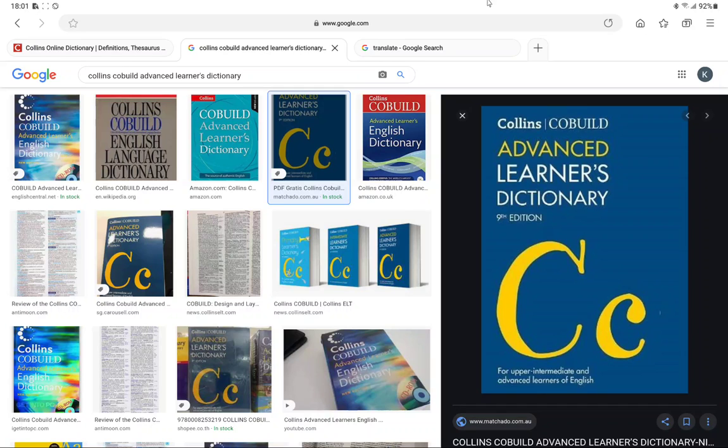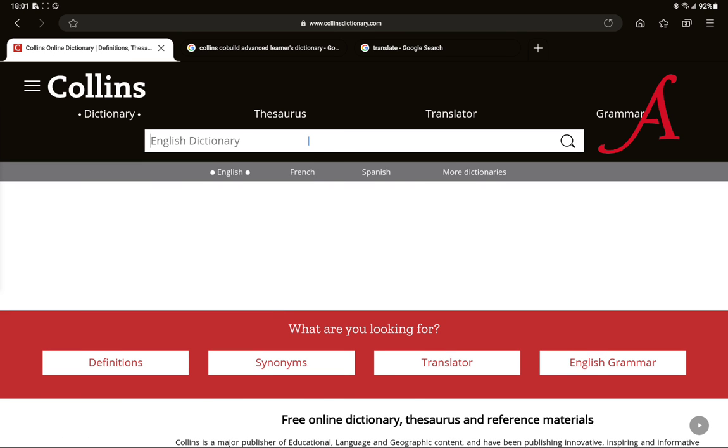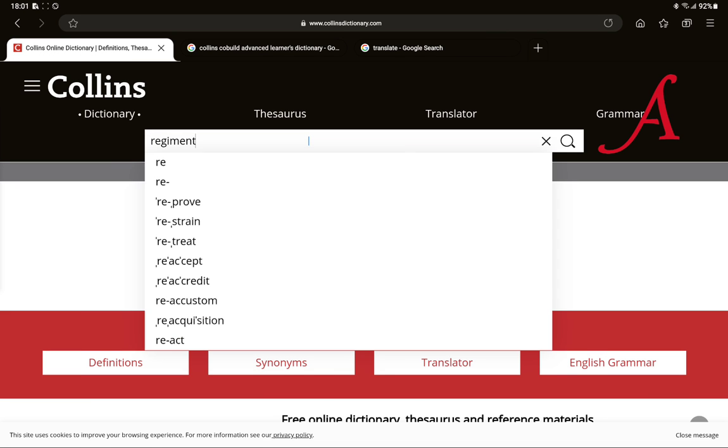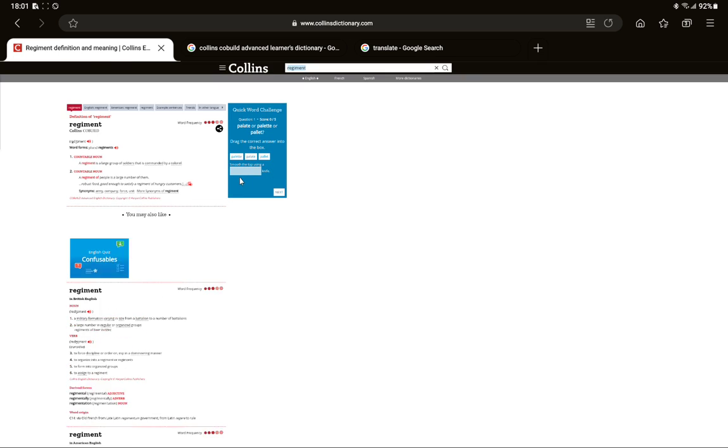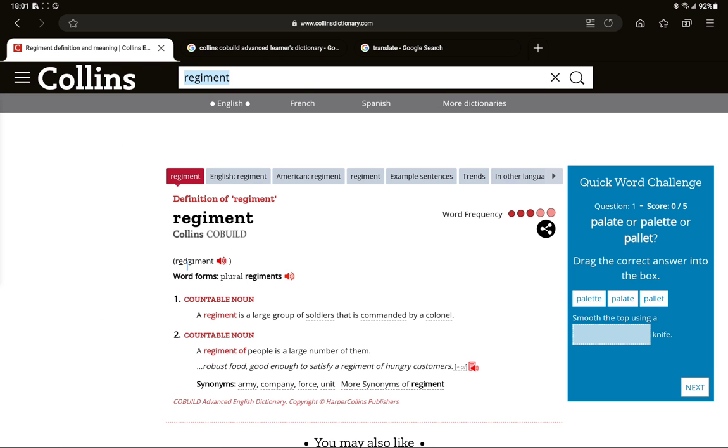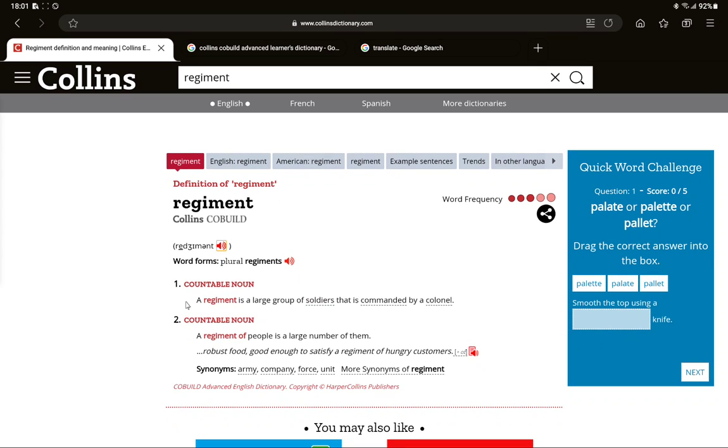Regiment. R-E-G-I-M-E-N-T. Regiment is a large group of soldiers that is commanded by a colonel, or a large number of people. Evans was absent without leave from his Hong Kong-based regiment.